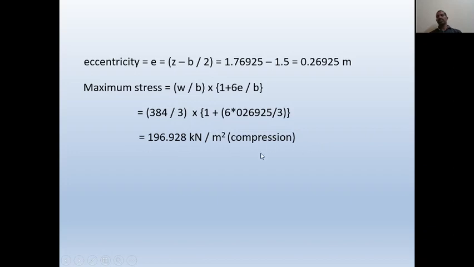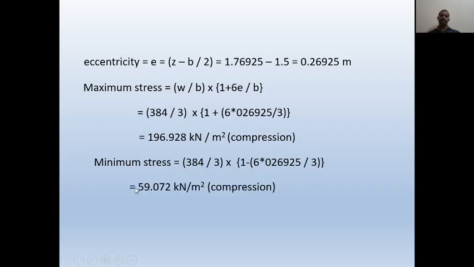Positive sign indicates compressive in nature. Similarly, when you calculate the minimum stress, again the same formula, but you will get minus over here. So 384 by 3, 1 plus, in place of plus we will substitute minus over here, 6 multiplied by 0.269 by 3, and you can calculate. Again, it's a positive value, 59.072 kilonewton per meter square. As it is positive, it indicates compression. Sometimes we may get a negative value also over here, that represents a tensile stress.